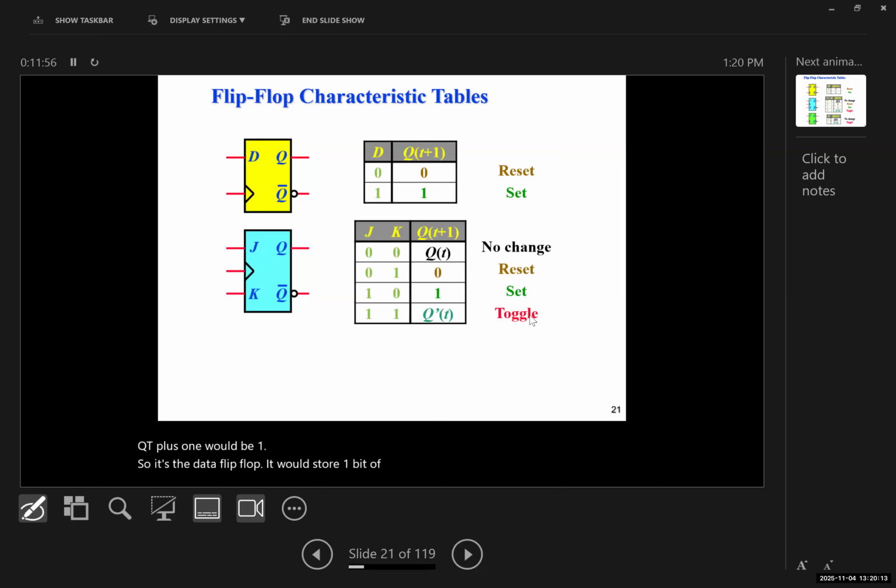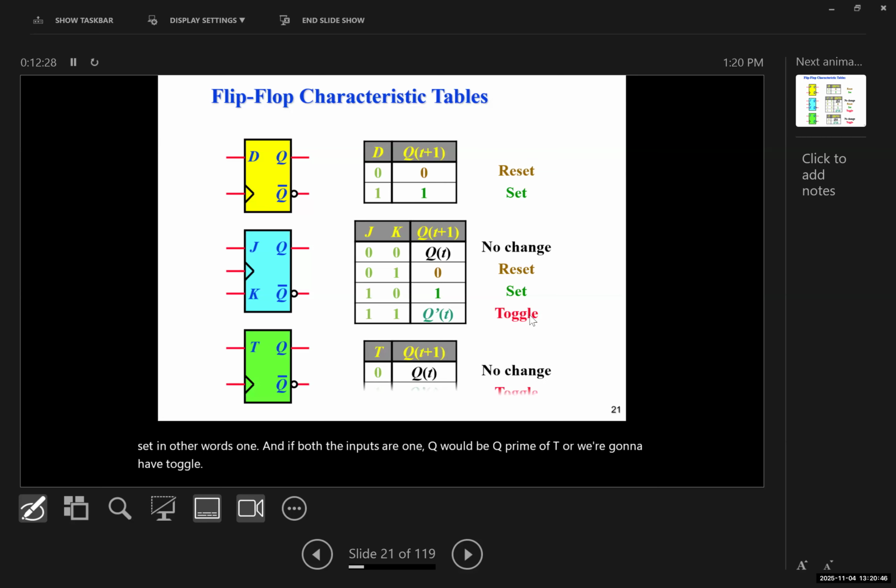A JK flip-flop: if J and K are both 0, the output would not change, or in other words, the output would be locked. If J is 0 and K is 1, we're going to go into a reset, or Q would be 0. If J is 1 and K is 0, then the output would be set, in other words, 1. And if both the inputs are 1, Q would be Q prime of t, or we're going to have a toggle.